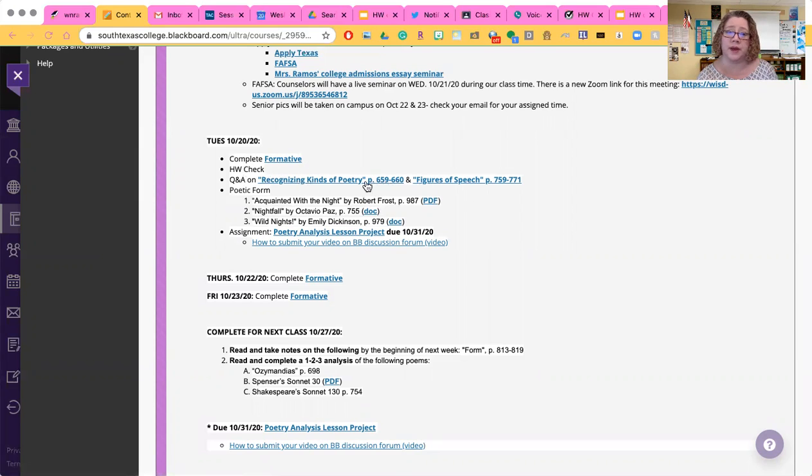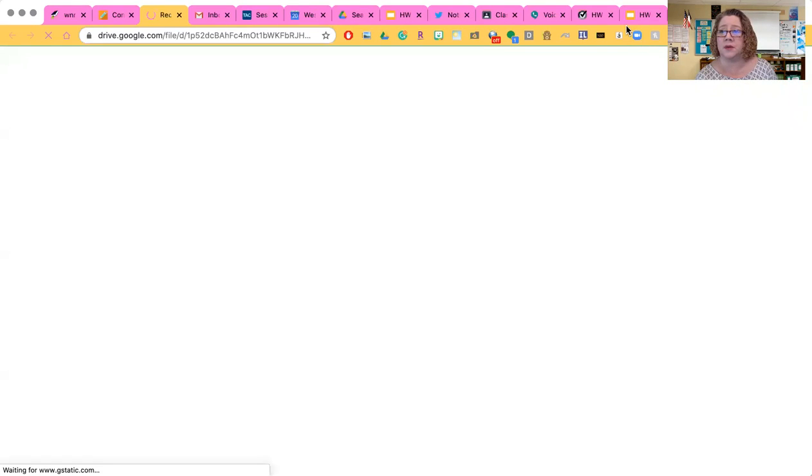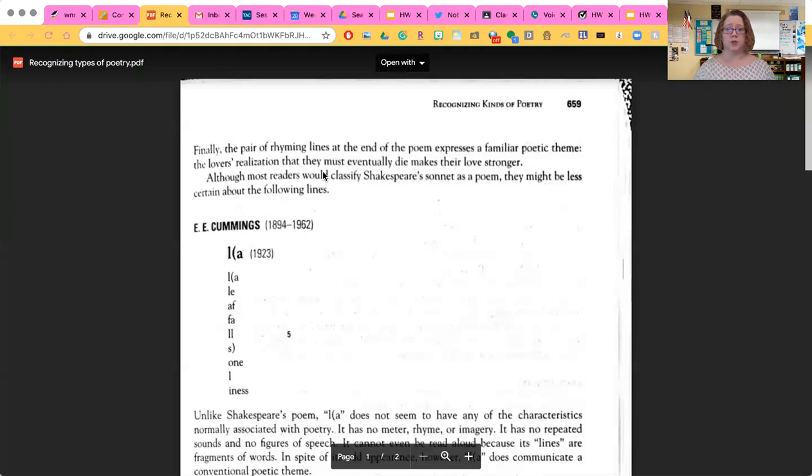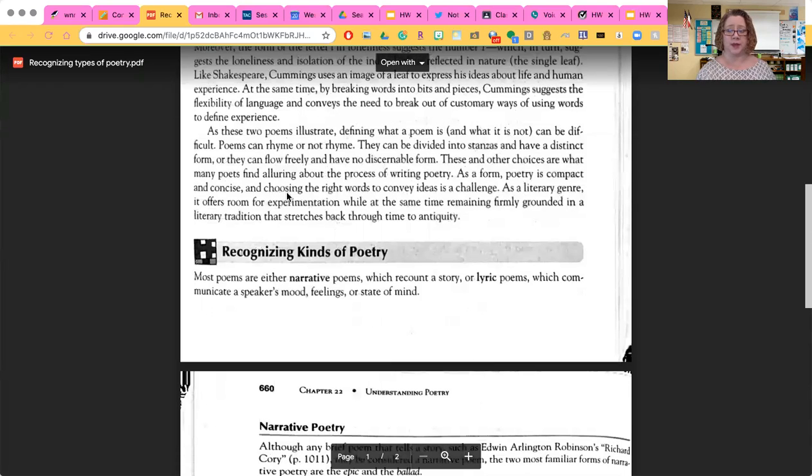Okay, so you should have read two sections from your textbook for today, and I want to go through them. As we're wrapping up poetry, we do have some terminology to go over. The first reading assignment was recognizing types of poetry, which was pretty short. It's just the bottom part of this page. Definitely know the difference between a narrative poem and a lyric poem. You can remember that because narrative just means a story.